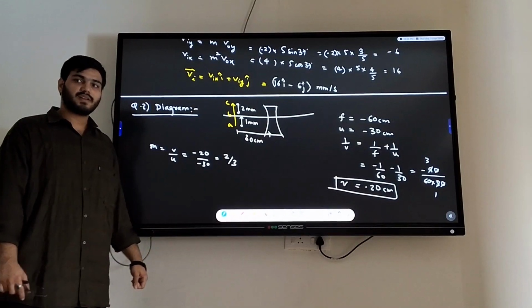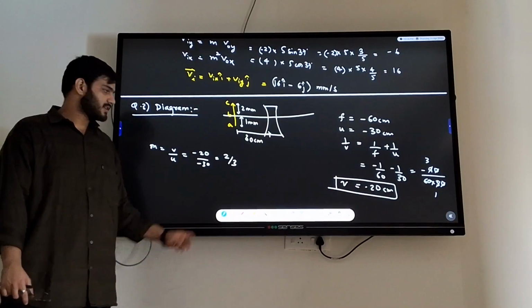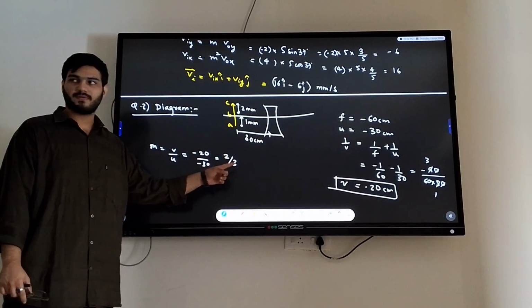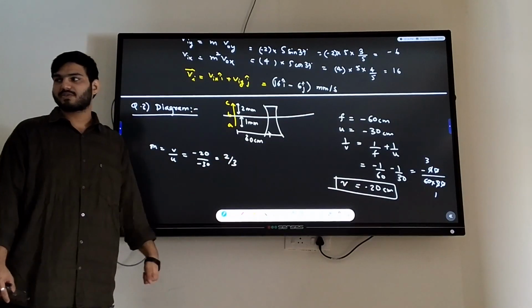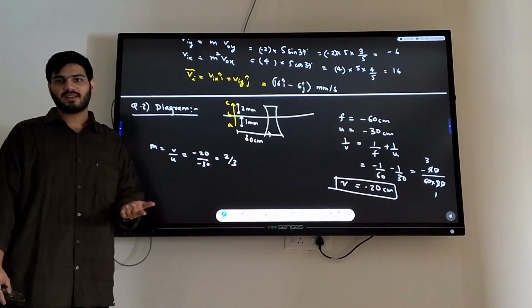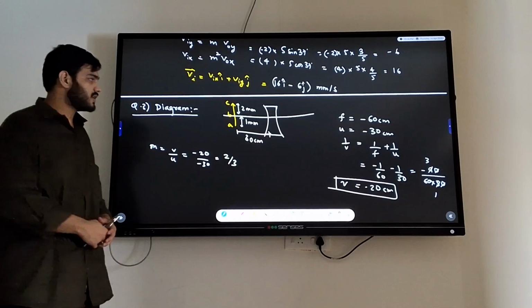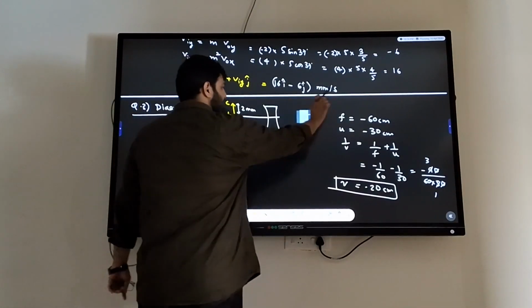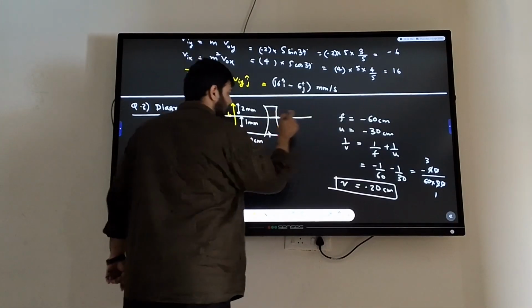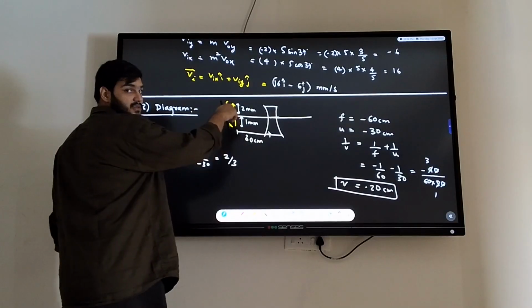What about real or virtual? Virtual and erect. Virtual, because it's a positive value. M greater than 0, that means virtual. And if you have a virtual image, it is erect. Virtual meaning what? Where should my image be formed? Right or left? Left.